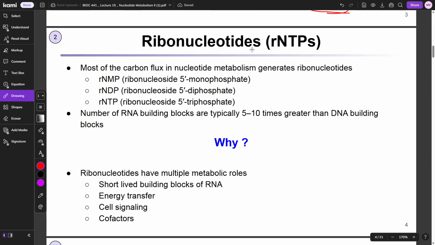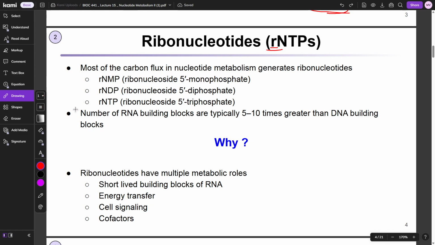Ribonucleotides are the RNTPs, not the DNTPs, the normal ones. So like ATP, for example, is that a DNTP or is that an RNTP? It's an RNTP. And then dATP would be the D version of that. So just try and remember those, otherwise you will forget and everything will fall apart and we'll all be sad.